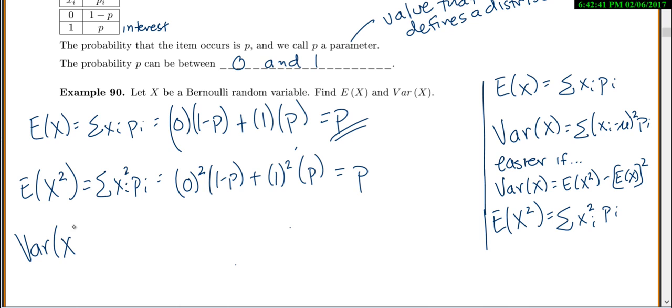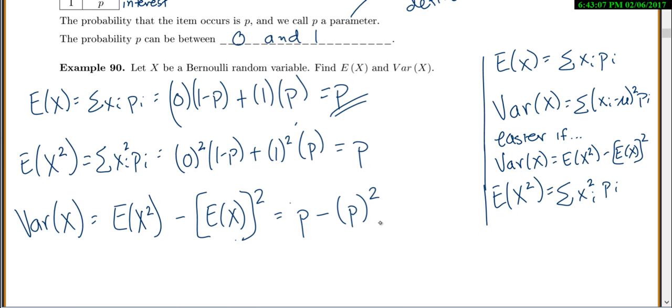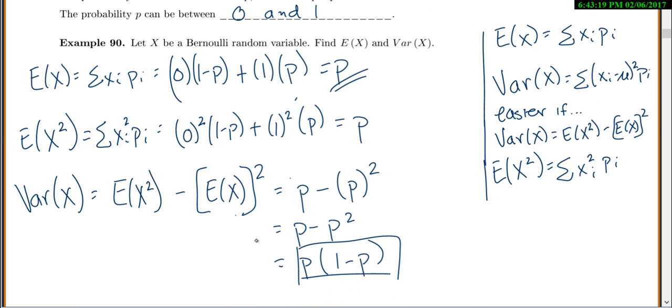Okay, now let's find the variance of x. So it's the expected value of x squared minus the expected value of x, squared. So expected value of x squared, in our case, was p. And now the expected value of x was also p, but we have to square that one. So we just have p minus p squared, or usually we write it as p times 1 minus p. Don't ask me why, that's just kind of tradition. So we have the expected value for Bernoulli and the variance for the Bernoulli.